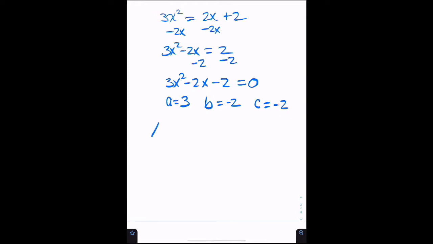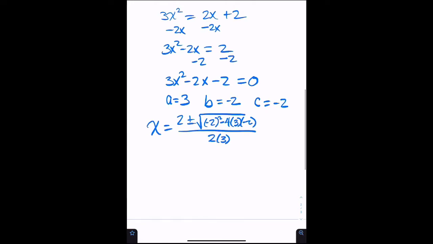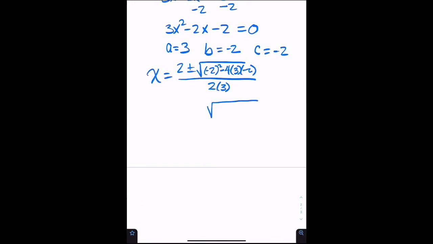Ready? x is equal to the opposite of b, plus or minus radical b squared minus 4ac, all over 2a. And now we just have to clean it up. So the radical has negative 2 squared, that's 4, minus 4 times 3 times negative 2. Negative 4 times negative 2 is positive 8, and that times 3 is positive 24. So 4 plus 24 gives me, under the radical, 28.